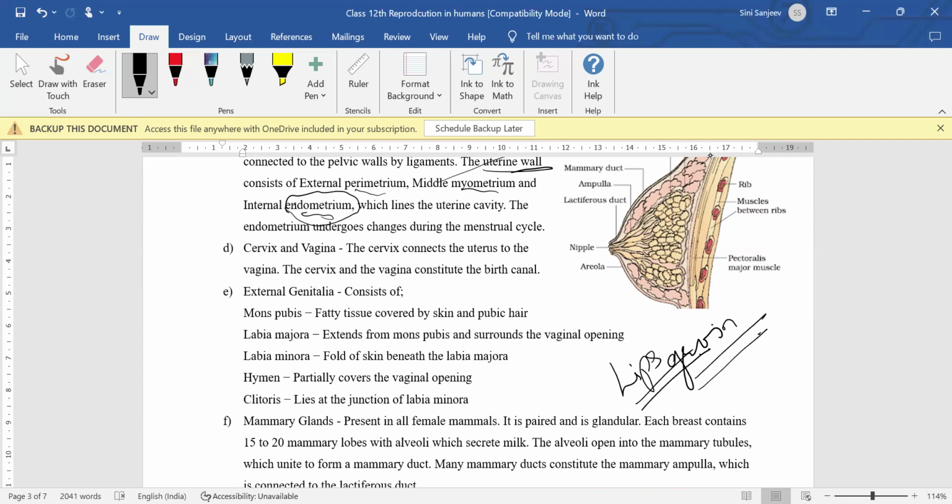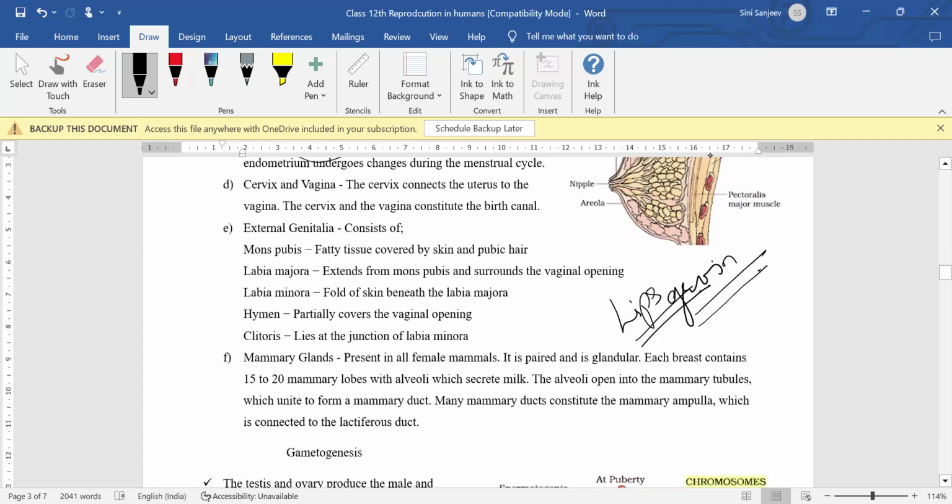Then the next important part is the mammary glands. As you know, they are located on the chest wall, anterior to your pectoral muscles, and they are glandular. Glandular means they have glands, because after childbirth the mammary glands are going to produce what? Milk, right? So they have glands as well as lobes with alveoli. What do they do? They secrete the milk after the birth has occurred.